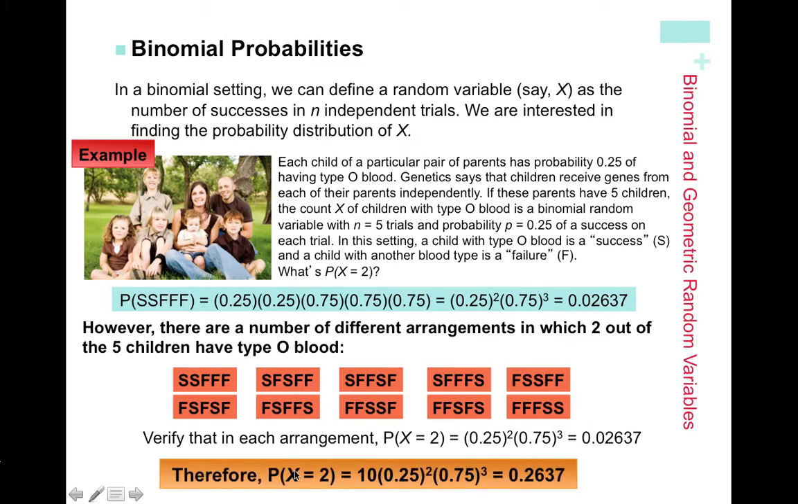So the probability that x equals 2, the probability that 2 children of 5 have type O blood, is going to be 10 times 0.25 squared times 0.75 cubed, giving us a total probability of 0.2637.